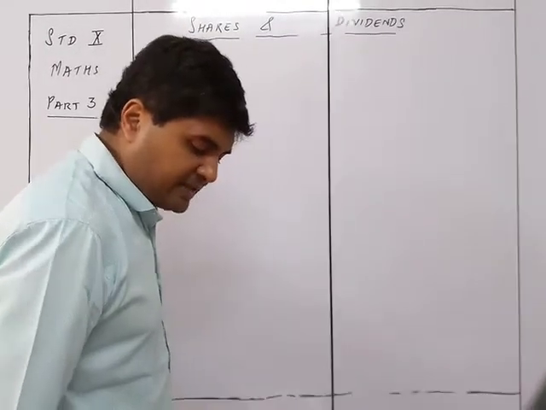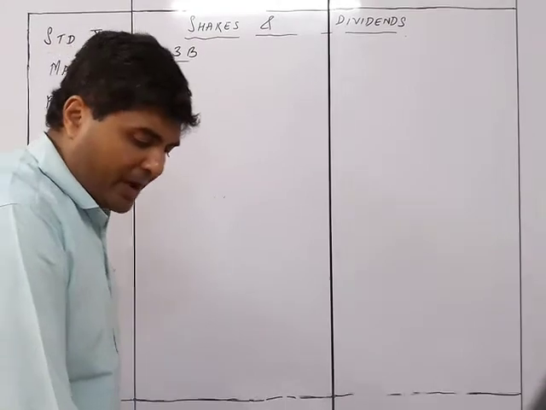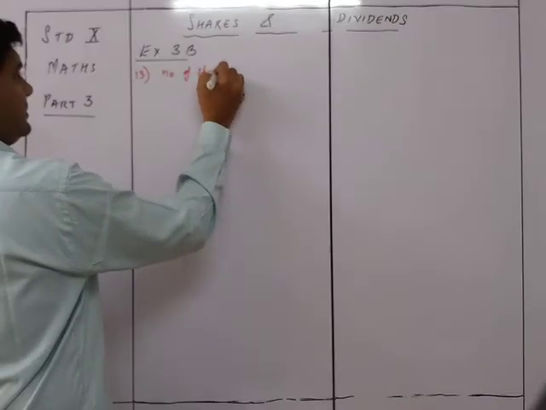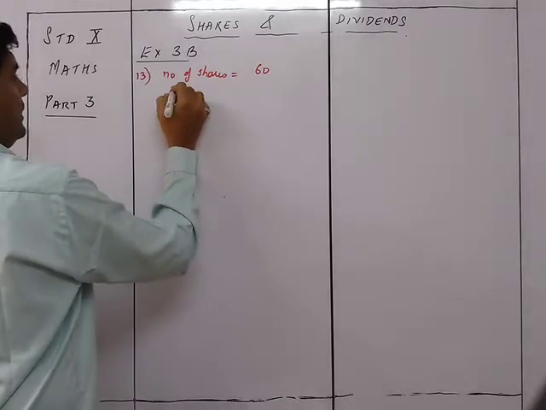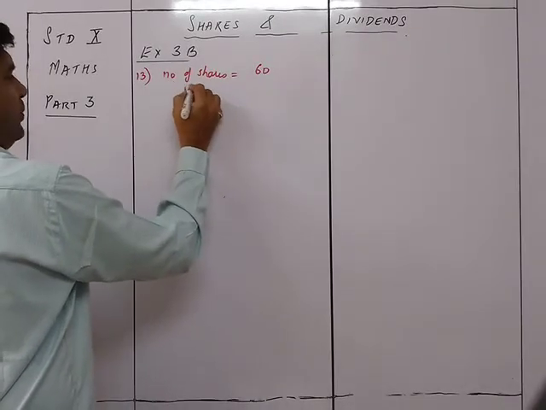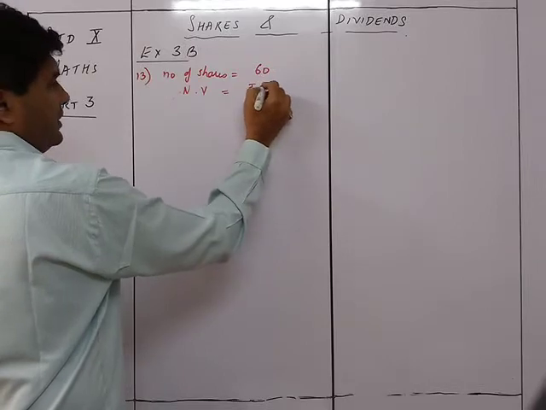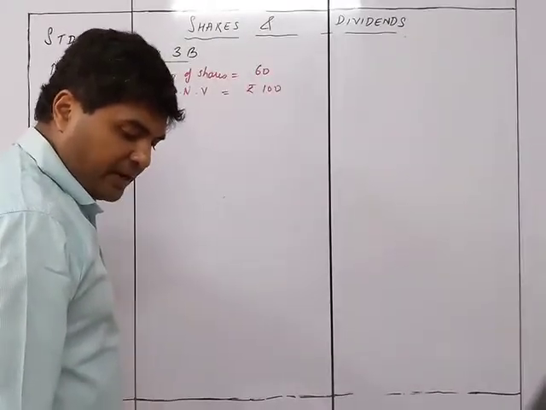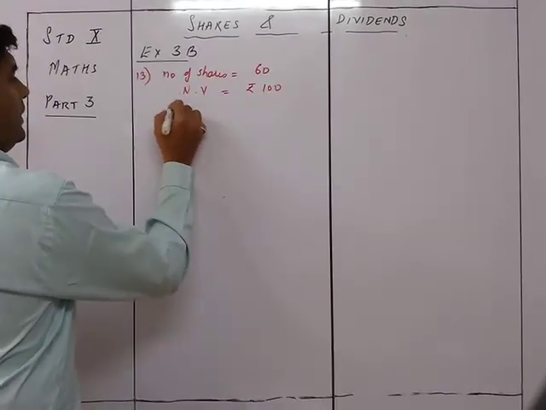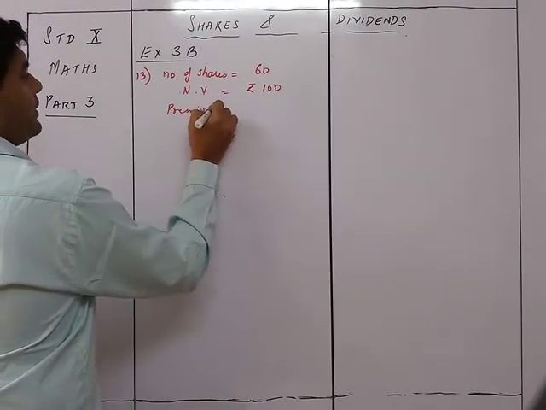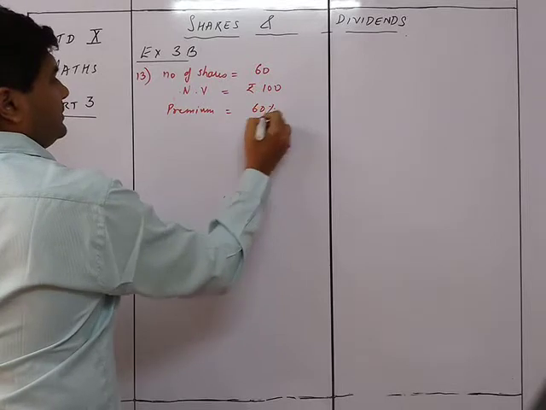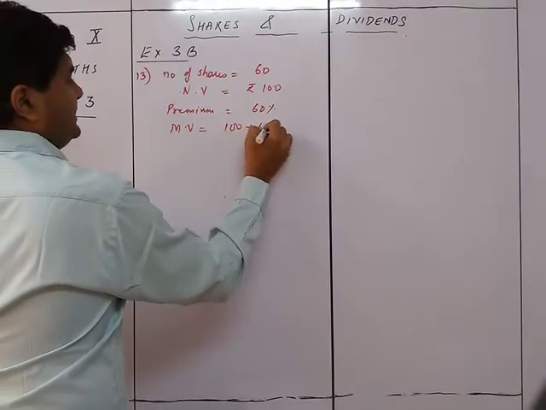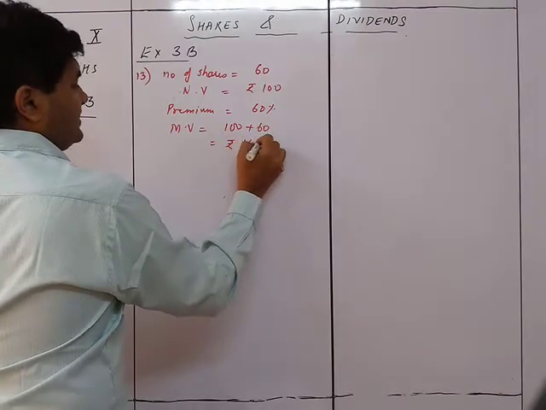Sum number 13. Mr. Sharma has 60 shares of nominal value 100. So the number of shares is equal to 60. FV, that is NV in this case, is rupees 100. And sells them when they are at a premium of 60%. So premium is equal to 60%. Therefore MV is equal to 100 plus 60, is rupees 160.